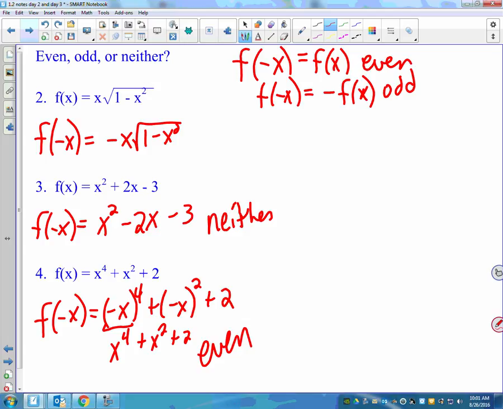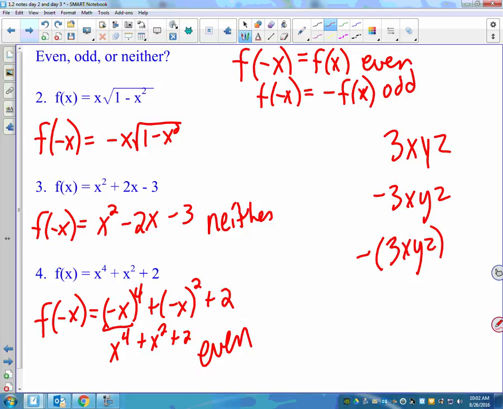Think about if you had like 3x, I'm just going to make a terrible problem here. 3xyz, how do you even graph that? I don't know. You can't, but if you plugged a negative in here, negative 3xyz, just pretend one of those was negative, you could factor the negative out because it's all multiplication. Like, it's not like addition and subtraction.